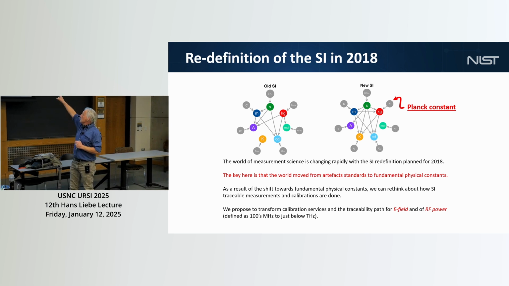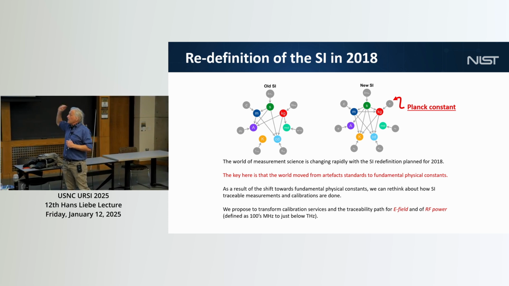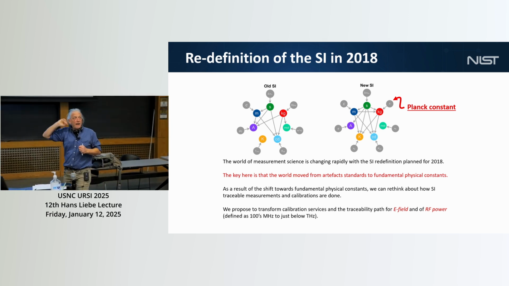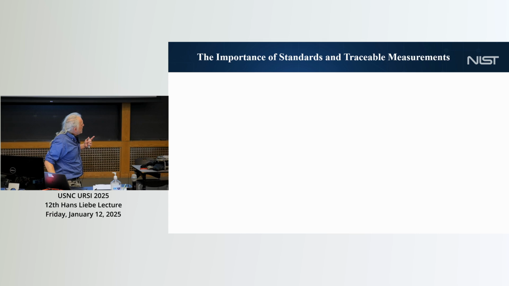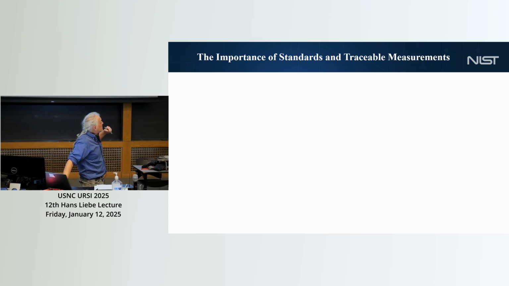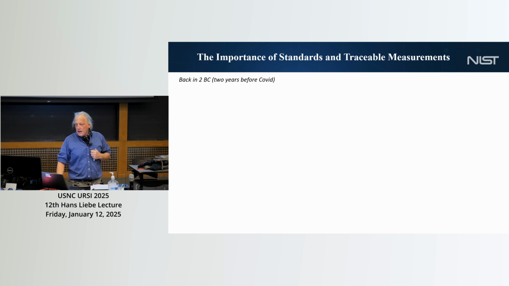The one constant that's interesting to us is Planck's constant. And we're going to see with Planck's constant, we can make an SI traceable measurement of field and RF power, which is what we're interested in here. Another thing I always like to show is why are measurements needed? I was at a meeting back in 2 BC. This is 2 years before COVID.